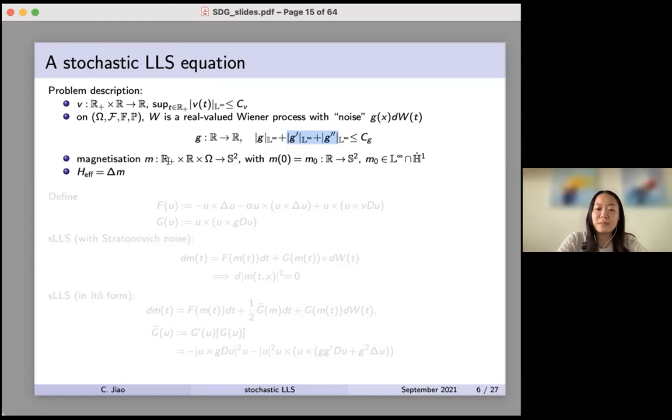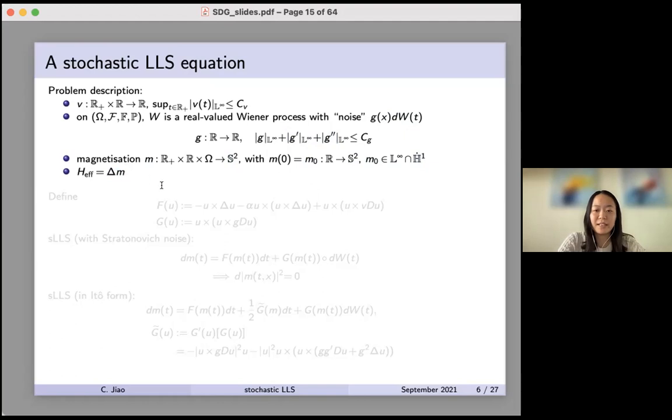The magnetization process M takes values on the unit sphere. Its starting point M0 is bounded with magnitude 1, and it has a square integrable gradient, so we write M0 in H dot 1. Here we take the effective field to be the Laplacian.